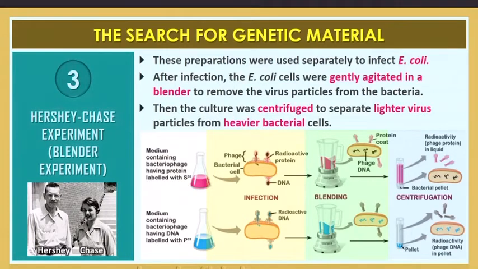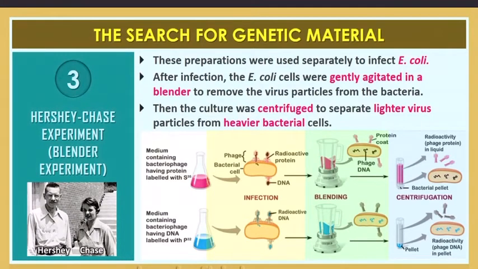See, they infected this. Remember, you must differentiate between bacteriophage and bacteria. Bacteriophage is a virus that infects bacteria, and bacteria get infected due to bacteriophage. So what they have done, they made the E. coli get infected with the bacteriophage. And after getting infected, the E. coli cells were gently mixed in a blender, just like in a mixie, to remove the virus particles from the bacteria.